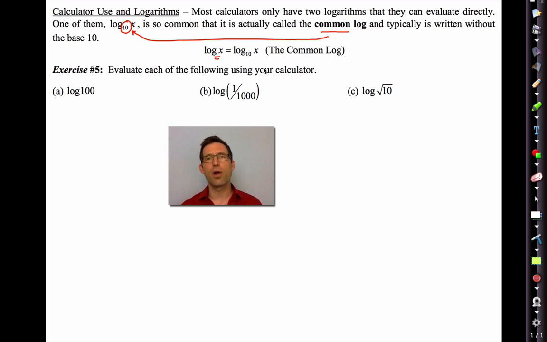There's also one other logarithm that shows up often on a calculator, but we're going to wait for that until a further lesson. So let's do a little bit of this on the calculator and then make sure that it makes sense in terms of what we know about exponents.